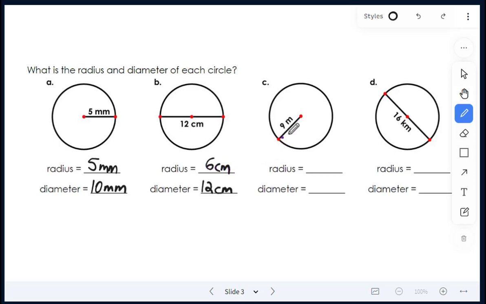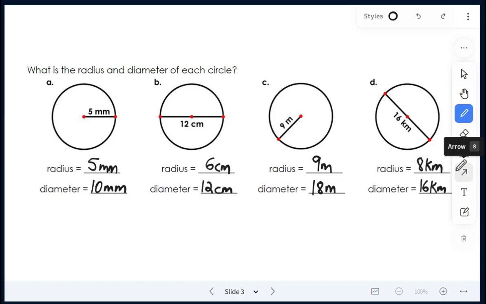All right, so here we're given radius, again, from the center of the circle to the outside. So radius is given as 9 meters. If we double that, we can get our diameter. So therefore, our diameter will be 18. And last one, again, it's all the way across. So that is the diameter of the circle. That is 16 kilometers. So just to get its radius, it would be half of 16. So therefore 8 kilometers.